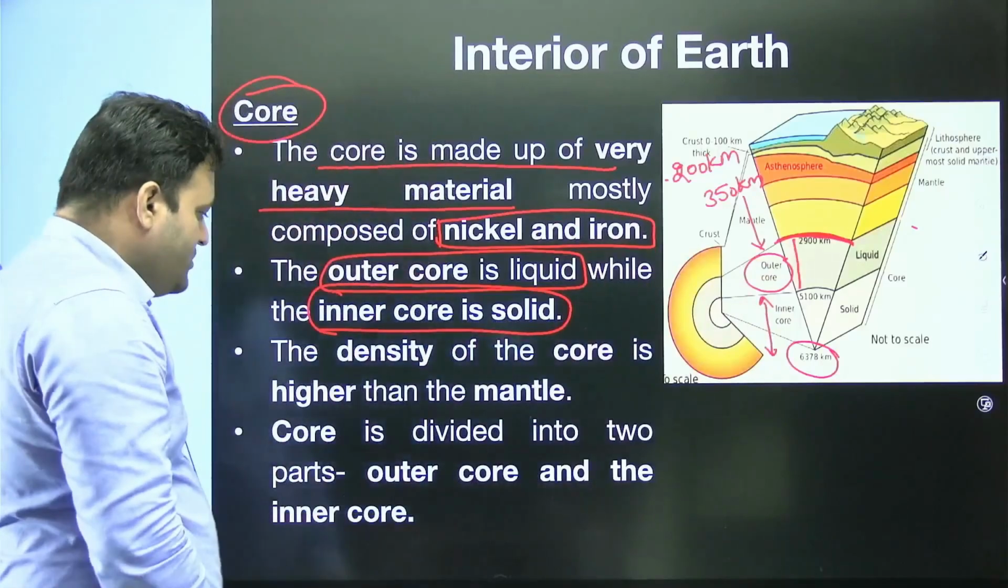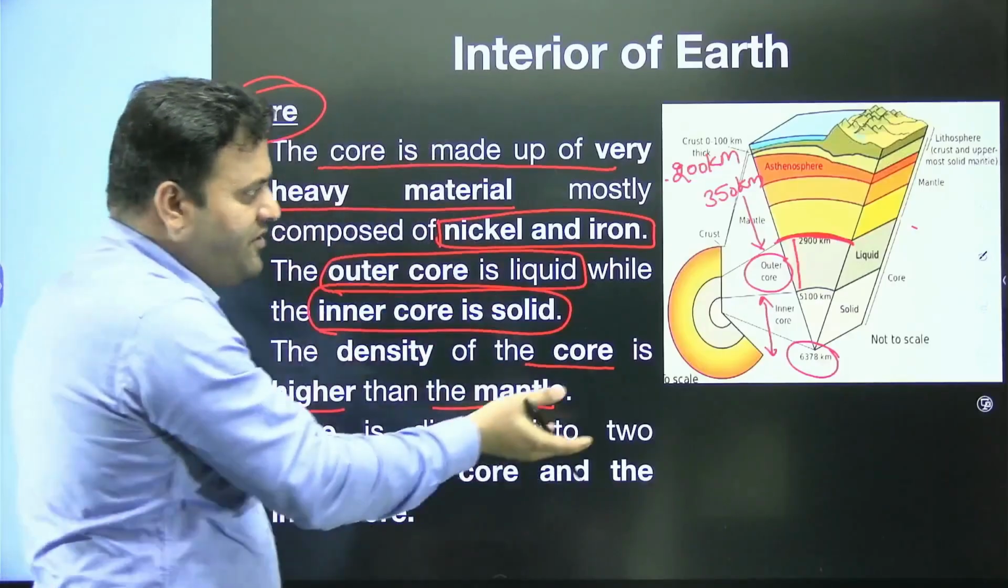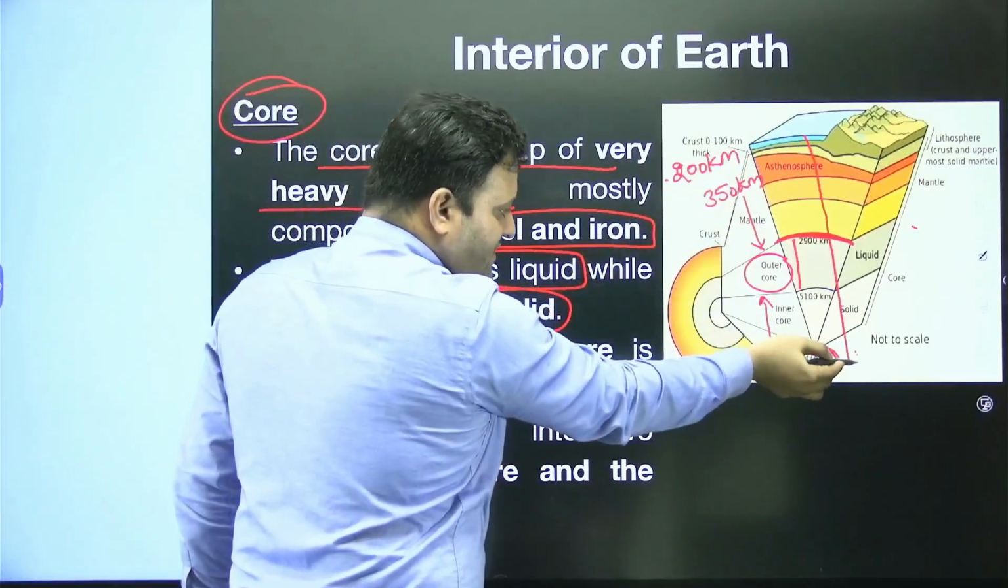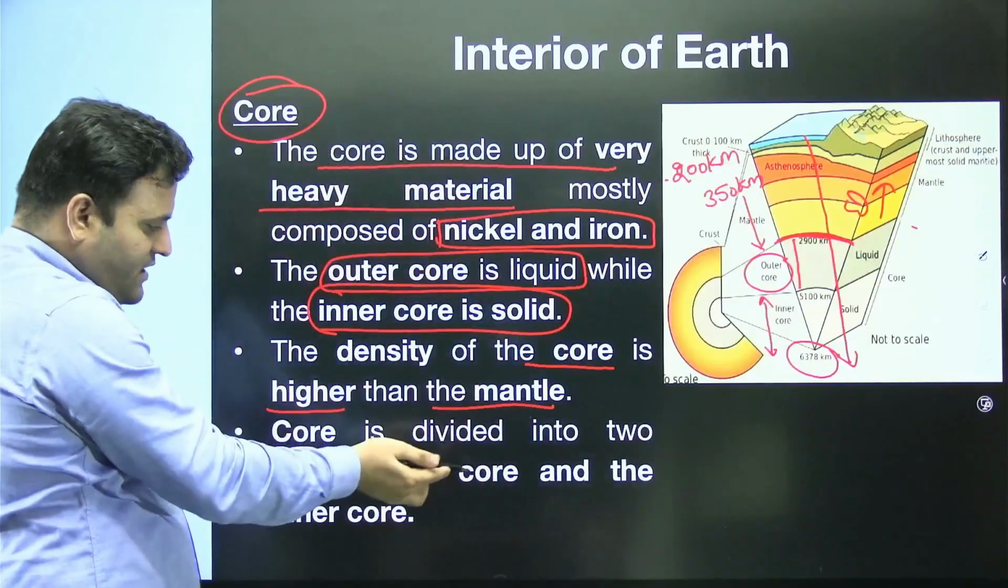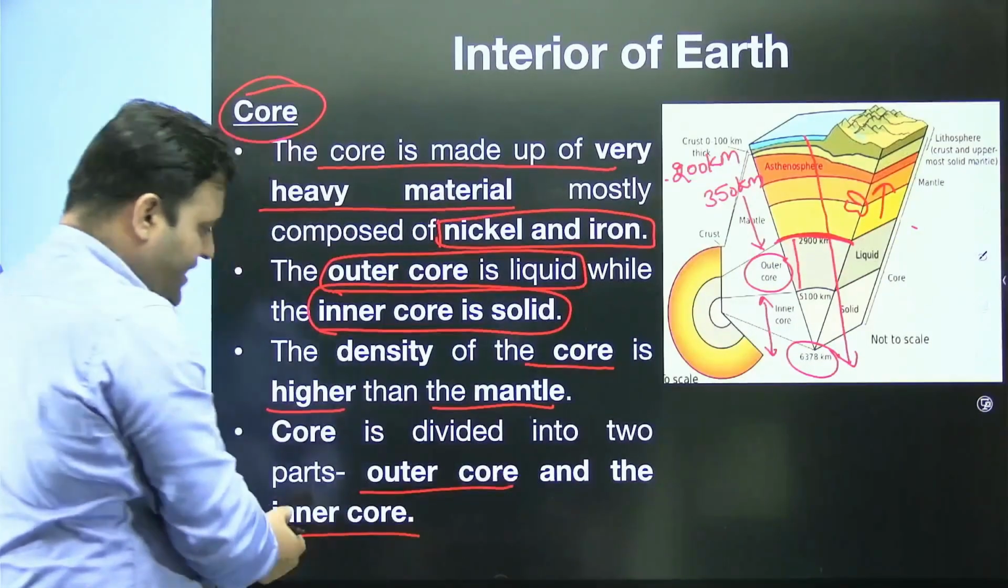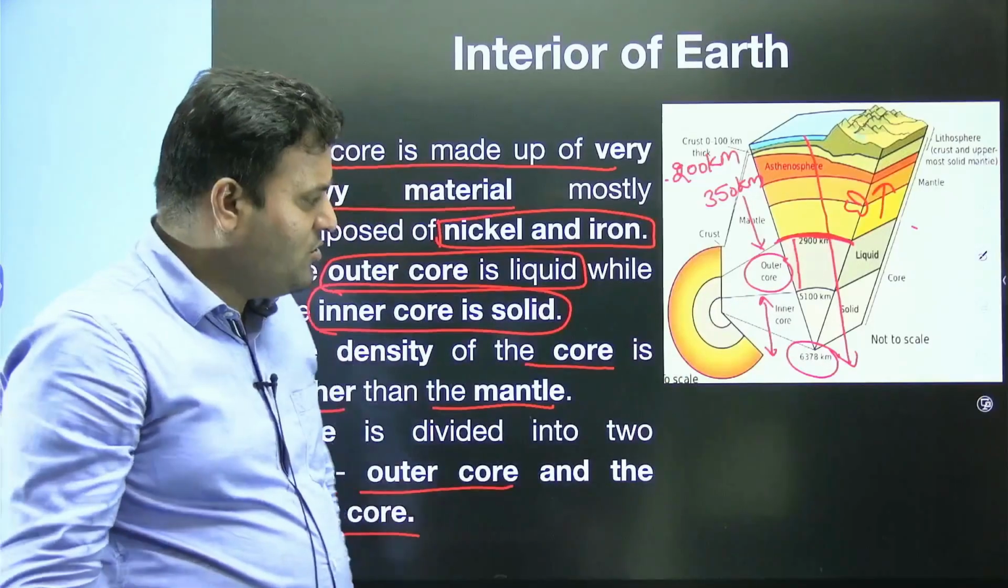All right. So the density of the core is higher than the mantle. Obviously, in the same way, as you move in, the density will increase. Simple. So the core is divided, as I told you, into the outer core and inner core parts. The outer core is liquid, the inner core is solid.